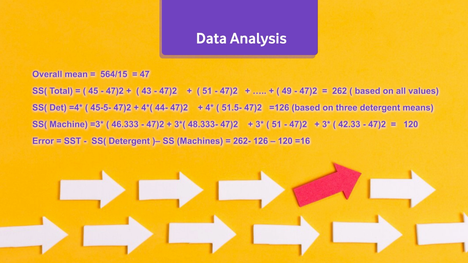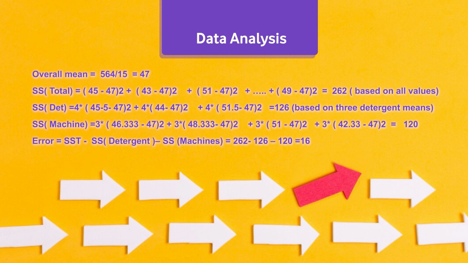from each value, square it and add it. So, the total sum of squares would be 45 minus 47, square of that. For the second value, 43 minus 47, square of that, 51 minus 47, square of that, till the last value, 49 minus 47, square of that, and the total sum of squares is equal to 262.